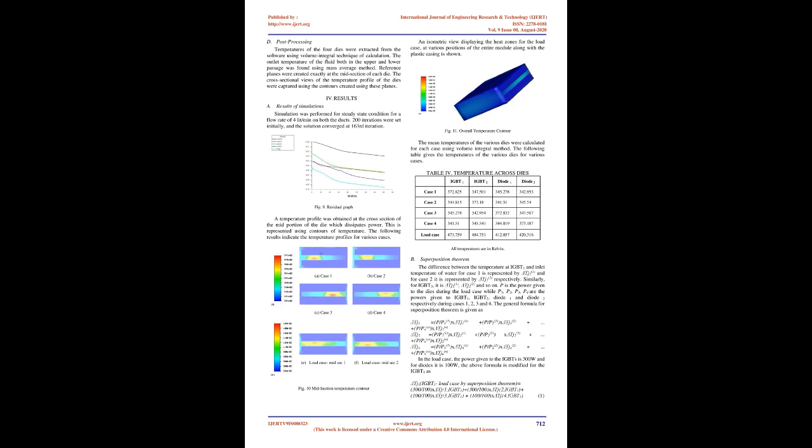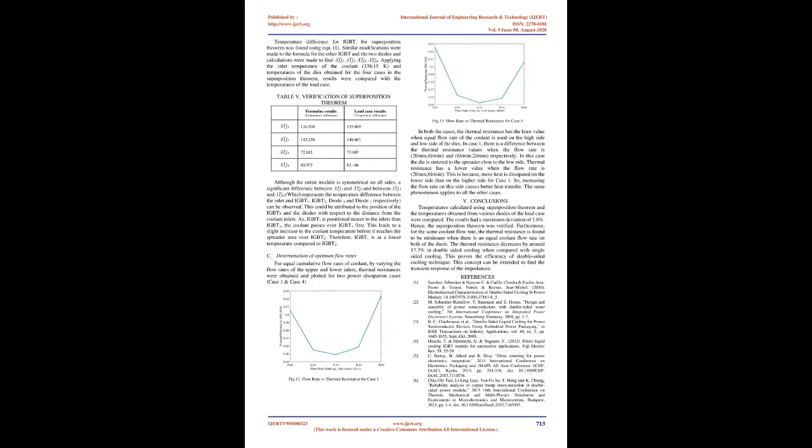The temperature difference for IGBT1 for the superposition theorem was found using equation 1. Similar modifications were made to the formula for the other IGBT and the 2 diodes, and calculations were made to find ΔTj1, ΔTj2, ΔTj3, ΔTj4. Applying the inlet temperature of the coolant, 338.15 K, and the temperatures of the dies obtained for the 4 cases in the superposition theorem, results were compared with the temperatures of the load case.